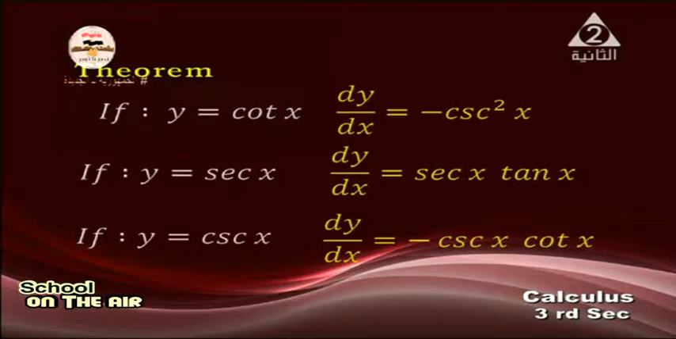Then the derivative of cotan x equals negative cosec squared x. The derivative of sec x equals sec x multiplied by tan x. And the derivative of cosec x equals negative cosec x multiplied by cotan x.